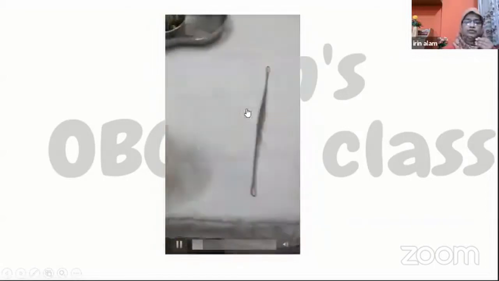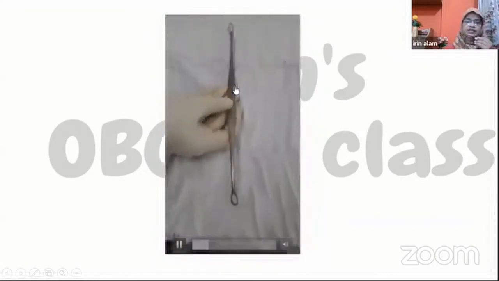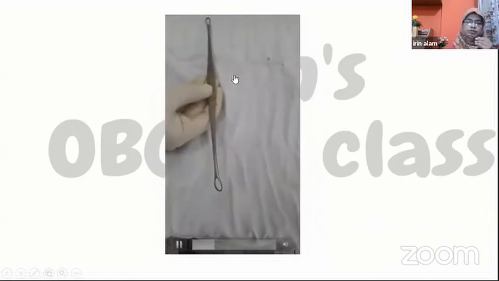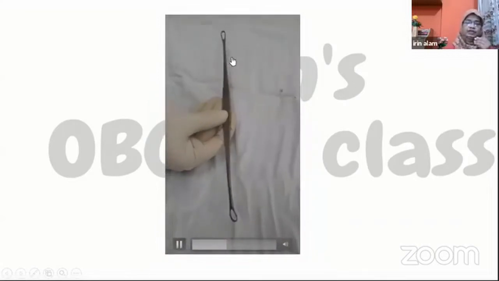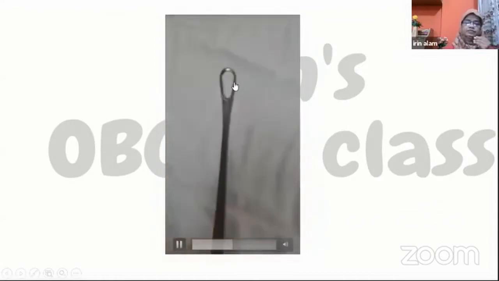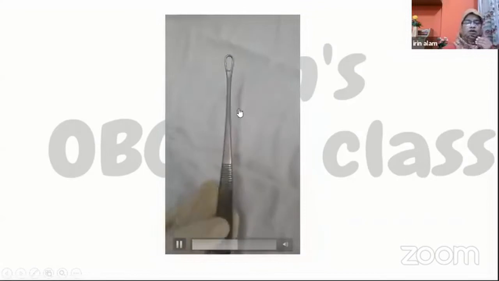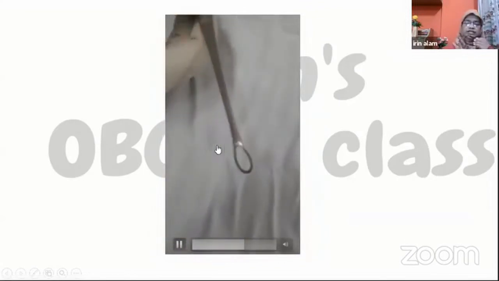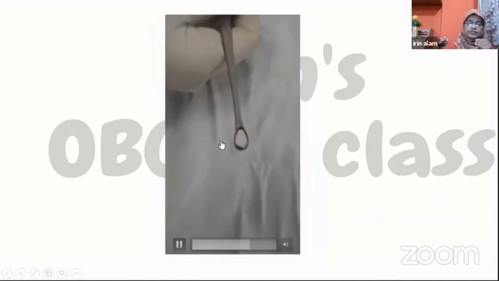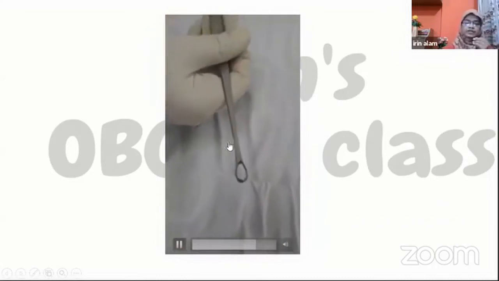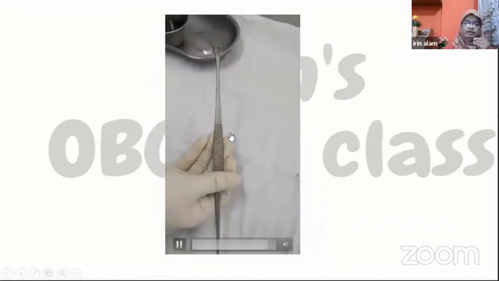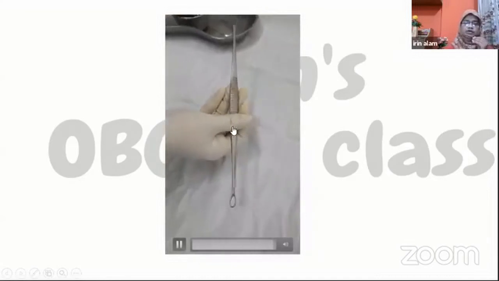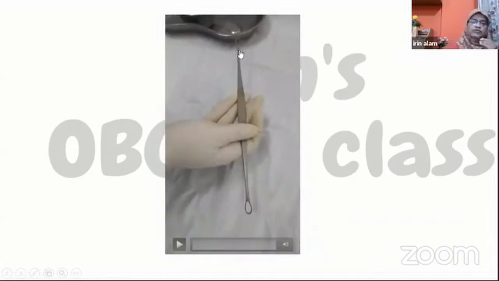This instrument is used to curette the endometrium. It can be done during DNC operation to curette the endometrium in molar pregnancy, and if there is any retained product of conception, curettage may be done. Also, diagnostic curettage can be done in case of AUB. AUB means abnormal uterine bleeding. Diagnostic curettage is done if we suspect endometrial hyperplasia, tuberculosis or any endometrial carcinoma; we curette the endometrium with this curette.